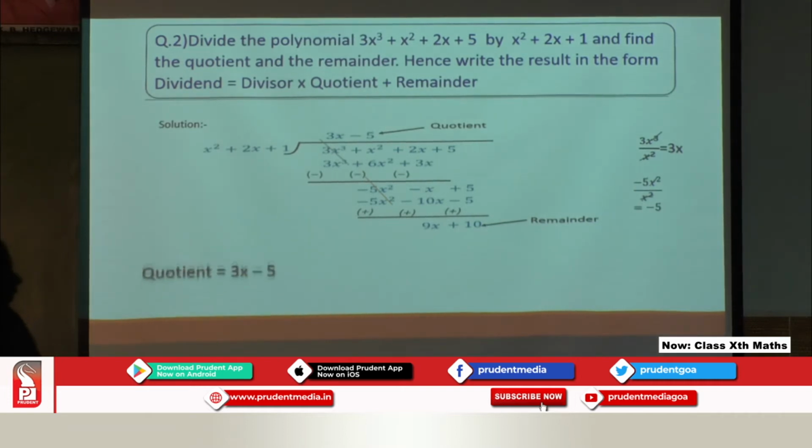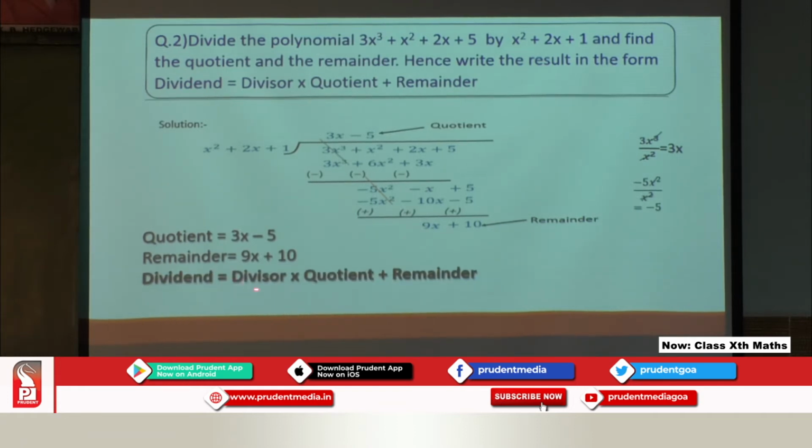Again in this question it is asked to find the quotient and the remainder. So here the quotient is 3x minus 5 and the remainder we got is 9x plus 10. Again we should substitute all these values in the form, that is dividend is equal to divisor into quotient plus remainder. So here dividend is 3.